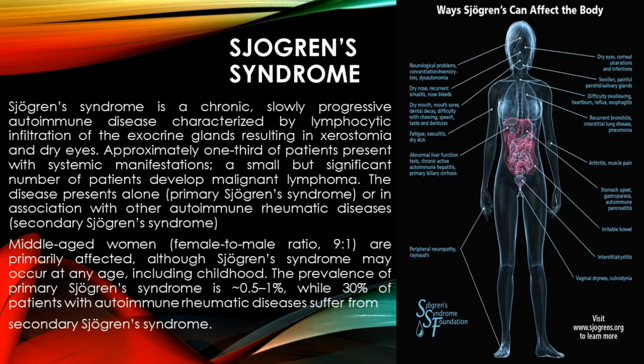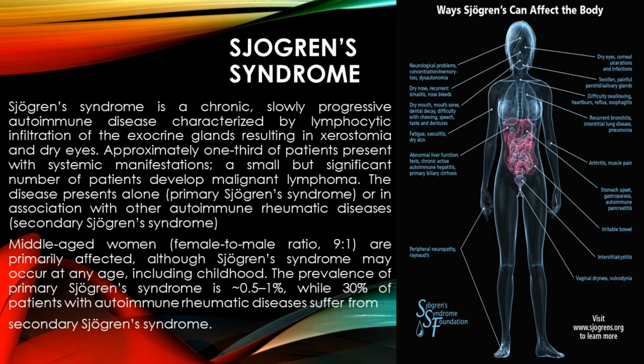What is Sjogren syndrome? Well, Sjogren syndrome is a chronic, slowly progressive autoimmune disease characterized by lymphocytic infiltration of the exocrine glands, resulting in xerostomia and dry eyes. Approximately 1/3 of patients present with systemic manifestations. Pay attention that it is not only dry mouth or dry eyes. This disease also has systemic manifestations. A small but significant number of patients develop malignant lymphoma.